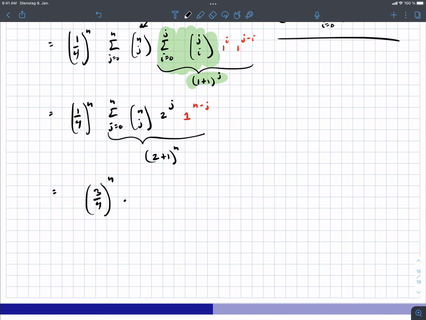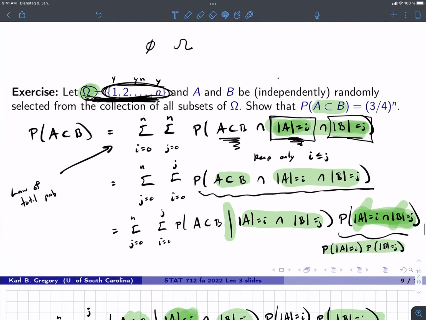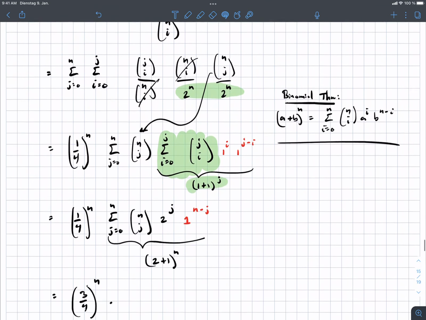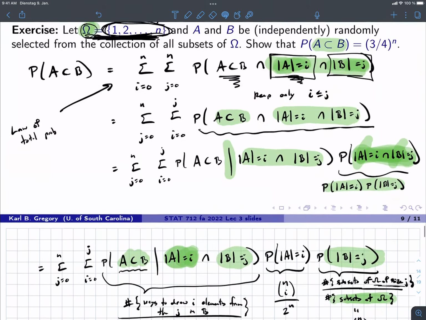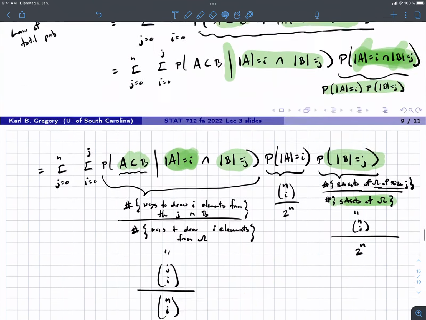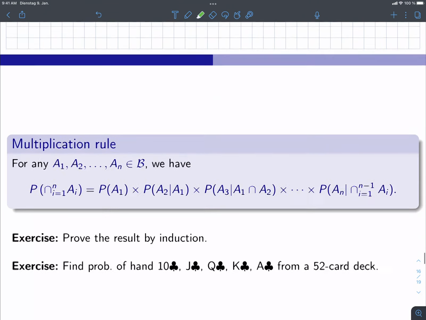So pretty interesting. I recommend trying to go through and trying to understand all the steps of this one. Even though it seems kind of tedious and weird, it uses a lot of nice concepts. It uses the concepts in a nice way. Okay, so that's how we get 3/4 raised to the power n.